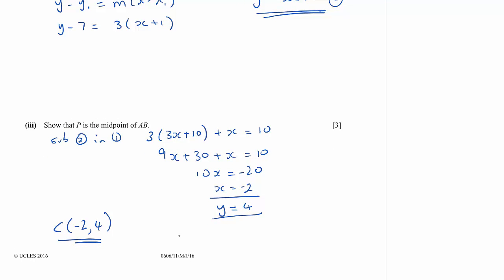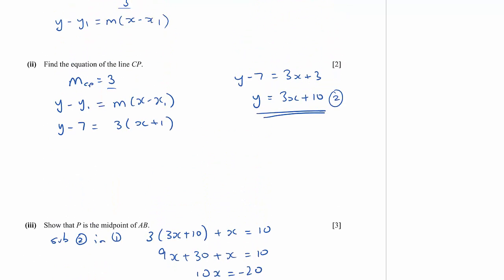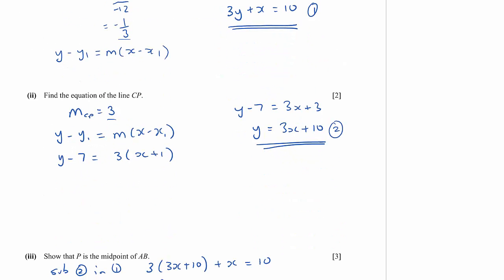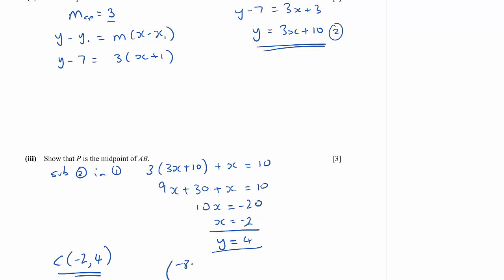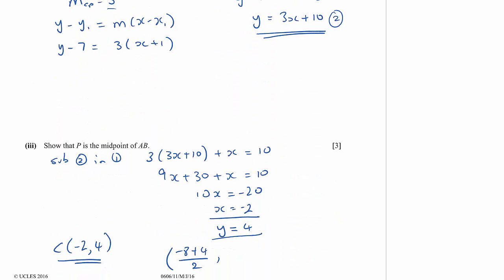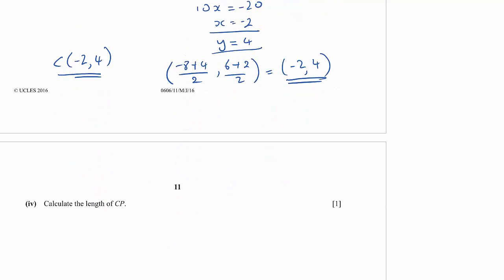Now, to show that's the midpoint of A and B, the x coordinates are -8 and 4. So we'll say -8 plus 4 divided by 2. And the y coordinates are 6 and 2. 6 plus 2 divided by 2 is equal to -2, 4. So it is the midpoint.